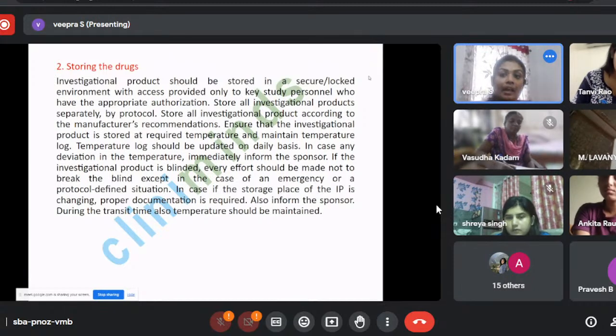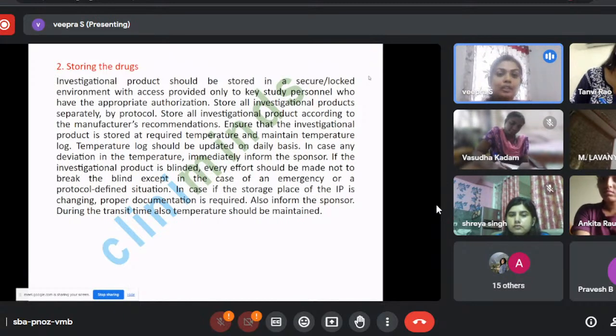And when we are storing this IP, we have to maintain the temperature of the IP as per the protocol. When you saw that document, it was 2 to 8 degrees Celsius. Usually we keep that in a refrigerator. For other medicines, it may be 15 to 25 degrees Celsius, or 15 to 30 degrees Celsius.